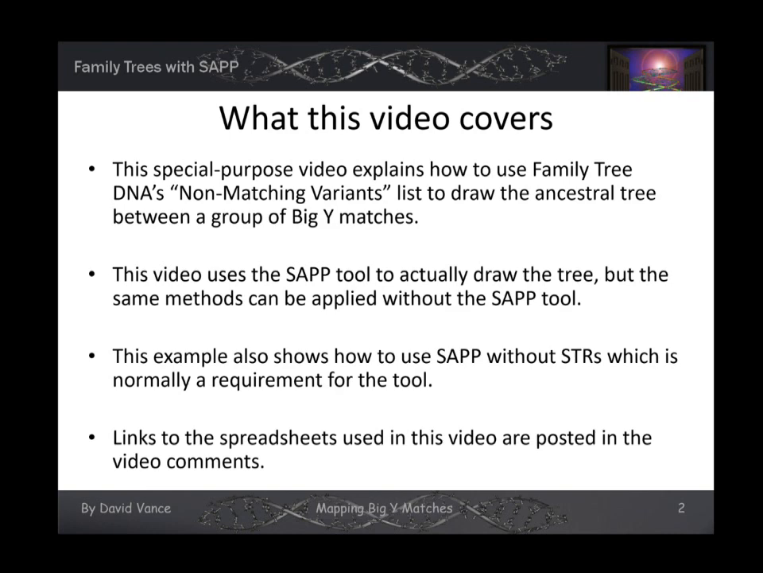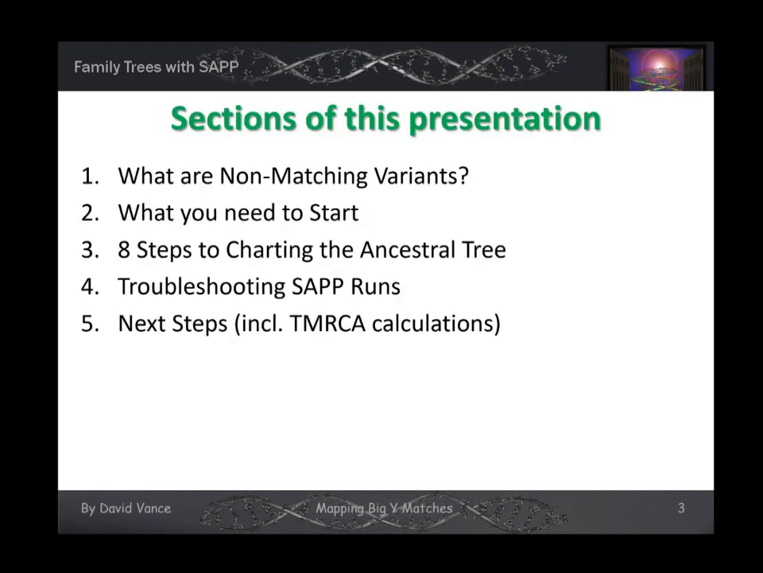So that takes us to the next page, which is the sections of the presentation. We'll start by talking about what non-matching variants are. A lot of you may be familiar with that. You can skip this section if you already know what the non-matching variant list from Family Tree DNA shows, but that gives you at least a place to start for understanding why we're using those to try to draw the ancestral tree between the matches. Then we'll talk about what data you need to start this.